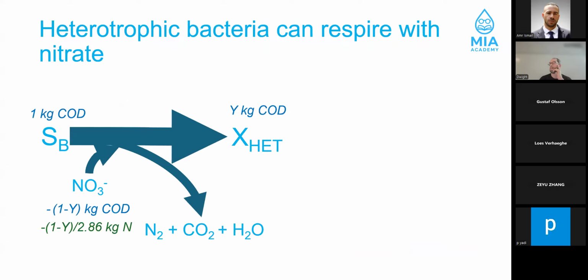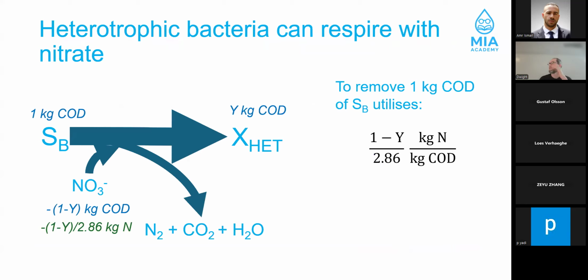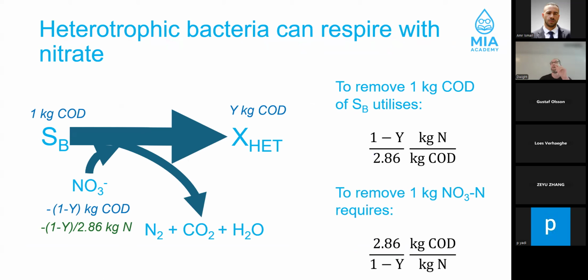So actually, we can do that. We can say, well, we have the relationship for 1 kilogram of COD here. We require this much kilograms of nitrogen. But we can just sort of inverse those, if you will, and say, okay, 1 minus Y over 2.86, that's the number of kilograms of nitrogen per kilogram of COD. So to remove 1 kilogram of nitrate as nitrogen, it in fact requires 2.86 divided by 1 minus Y. So I just flip them upside down. So that's not very difficult math.